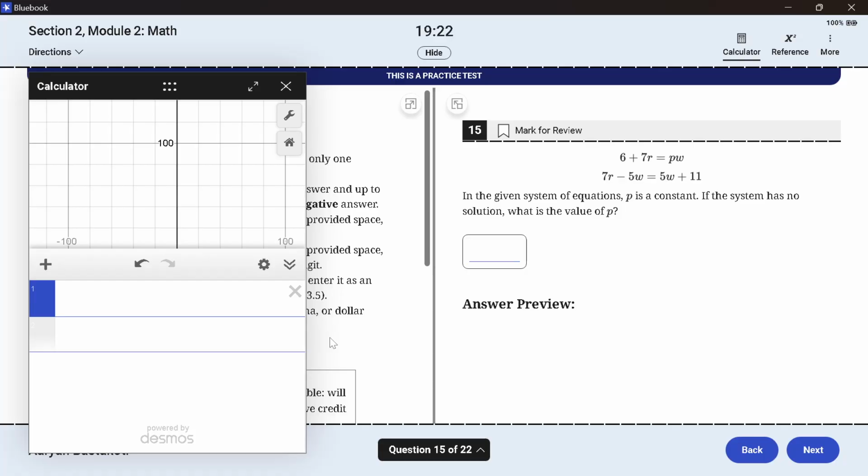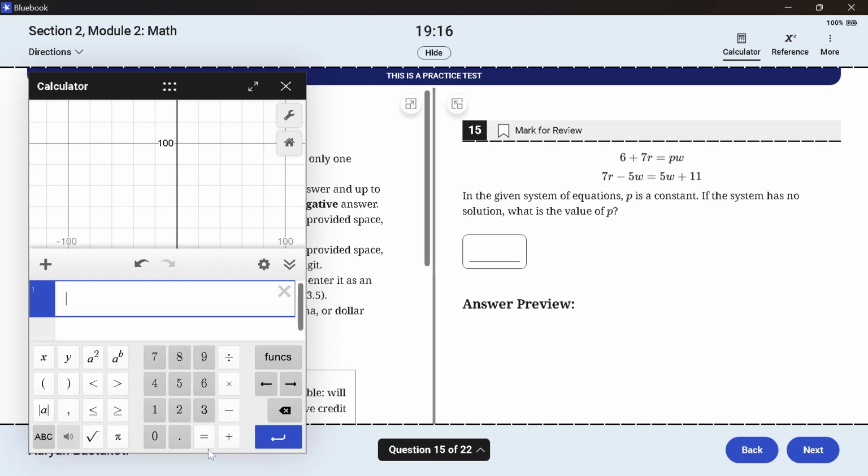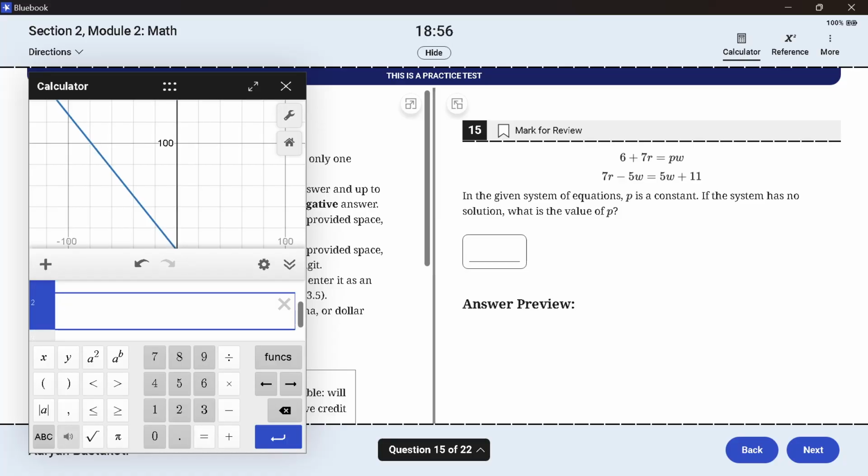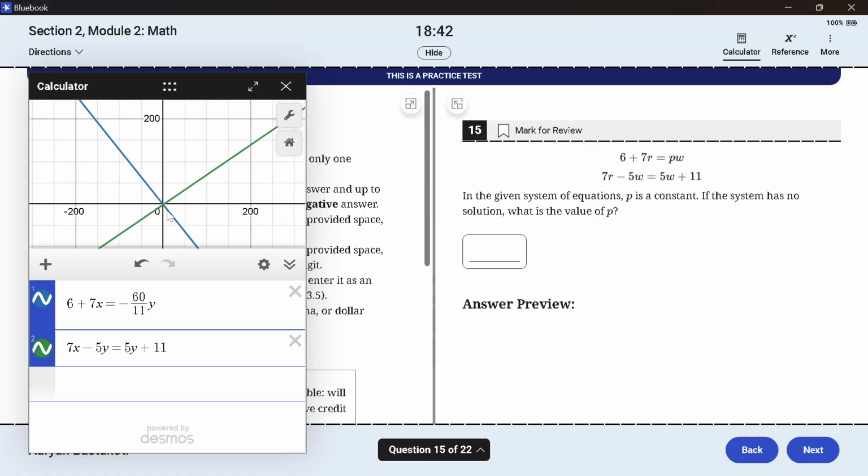If P is minus 60 over 11, I think these equations will have no solutions. But let me check again. 6 plus 7x is equal to minus 60 over 11 y. But here, not 11 and y. Yes. And minus, sorry, 7x minus 5y is equal to 5y plus 11. Like this, it does have a solution.